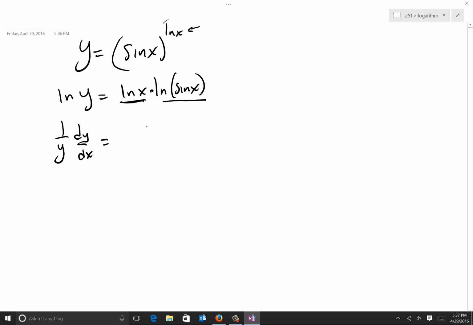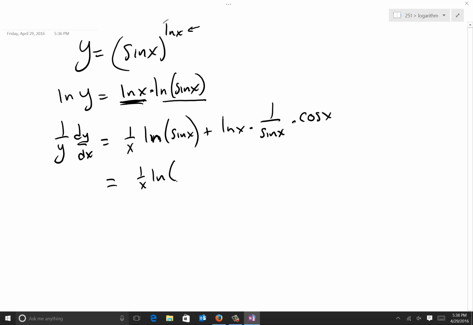Now this is a product. So the derivative of ln of x is 1 over x times the natural log of sine x, plus ln of x times 1 over the sine of x times the cosine of x, because that's the derivative of sine. So what I end up with is 1 over x ln of sine of x plus ln of x times, if you prefer, I guess you could write that as cotangent x, yes? Because cosine over sine.